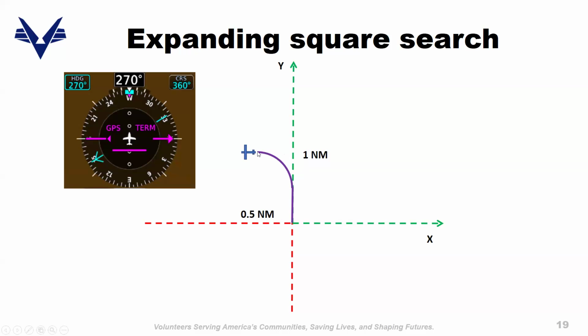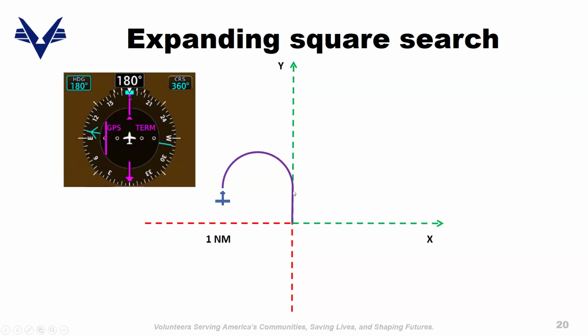You would continue your turn because you're already 1 mile, and you just continue your turn, basically flying in a circle, or an arc, more precisely. And then when you have done a 180-degree turn, you would roll wings level, and now you are 1 mile offset on the x-axis. I also recommend turning on your pointers, an arrow that would be pointing to a GPS waypoint. You can do it in the G1000. It just gives you more situational awareness, so you know where the point is at the moment. So right now your point is to your left.